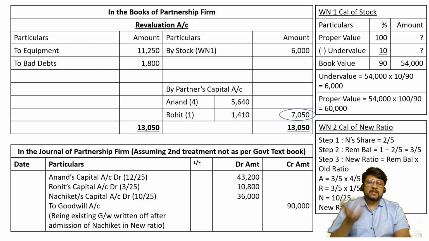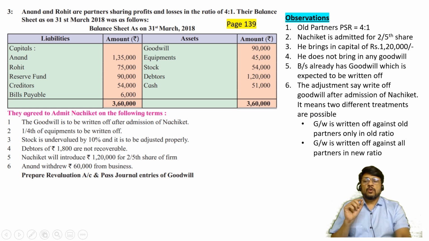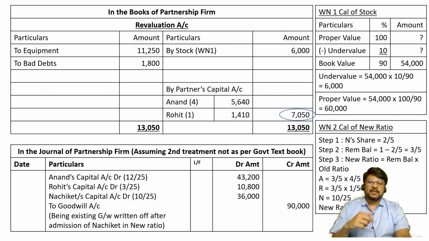Revaluation profit is always considered, or revaluation loss is always considered to be transferred to the old partners because revaluation happens before admission of new partner. So they are considering adjustment of goodwill is also done before admission of Nachiket. So in the solution which is given in government textbook, they have ignored the word after admission of Nachiket, but that is okay. Don't worry, follow the treatment whatever is given in government textbook. Additional lecture is only for the purpose of helping you to understand how new treatments we are going to learn afterwards.